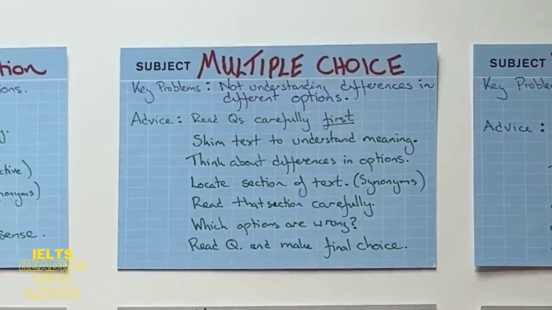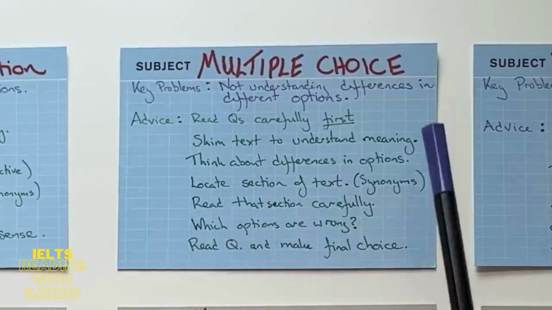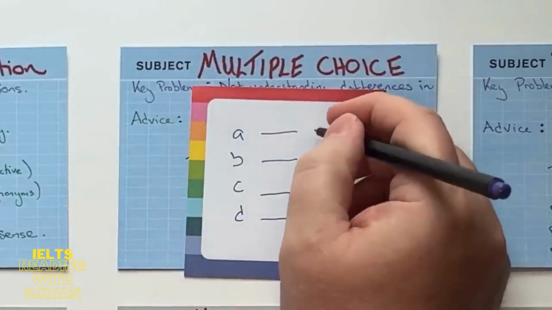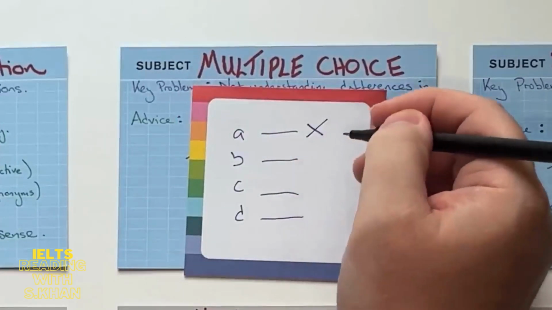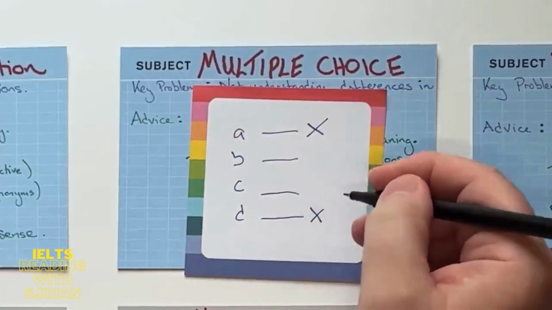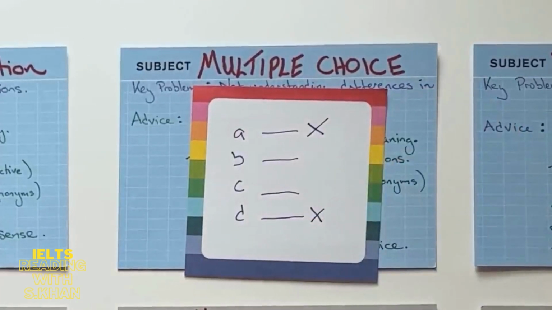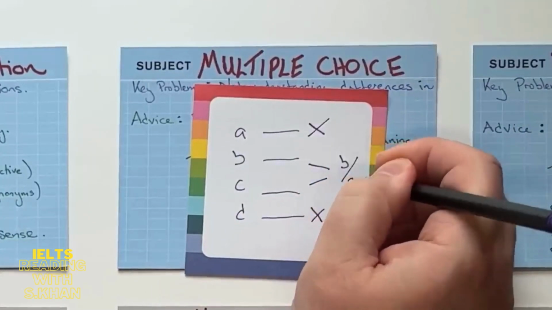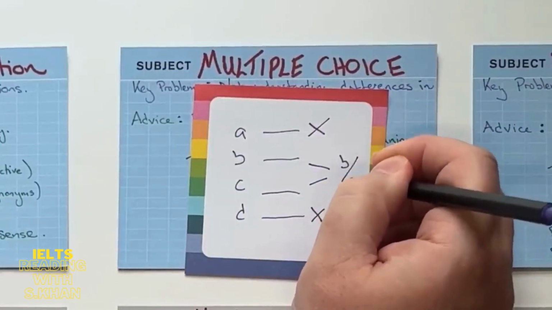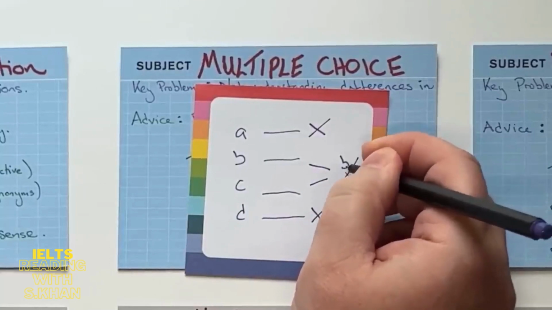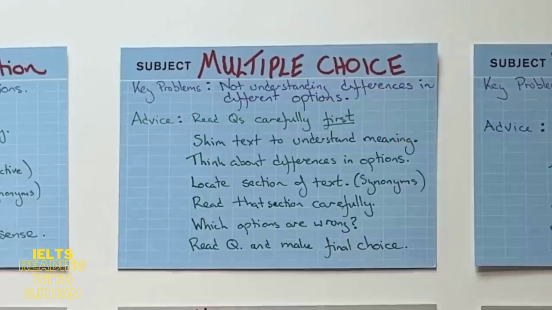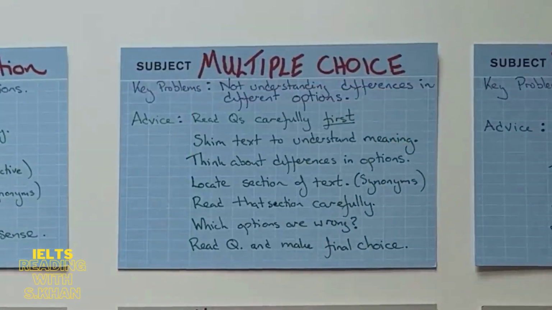If you are confused, think about not what is the correct answer, but which options are definitely wrong. So going back to our original thing here, let's say this one is definitely wrong and D is definitely wrong. That leaves you with 2 options, B or C. Then you can focus in on B and C and think, what is the big difference between B and C? And then check the text again. Oh, it is C. So finally, read the question and make the final choice.